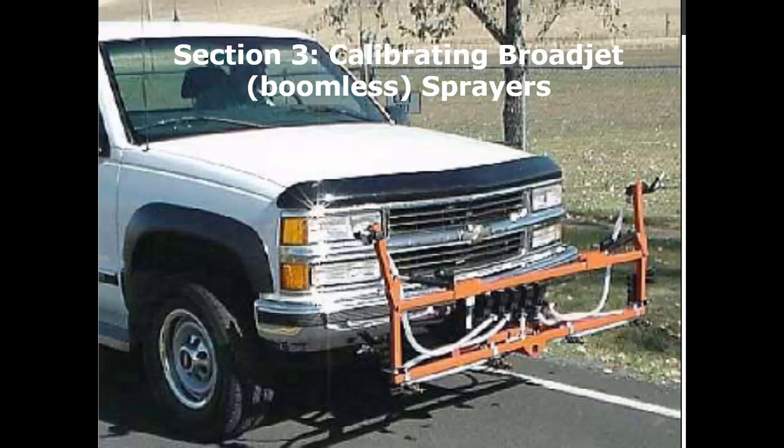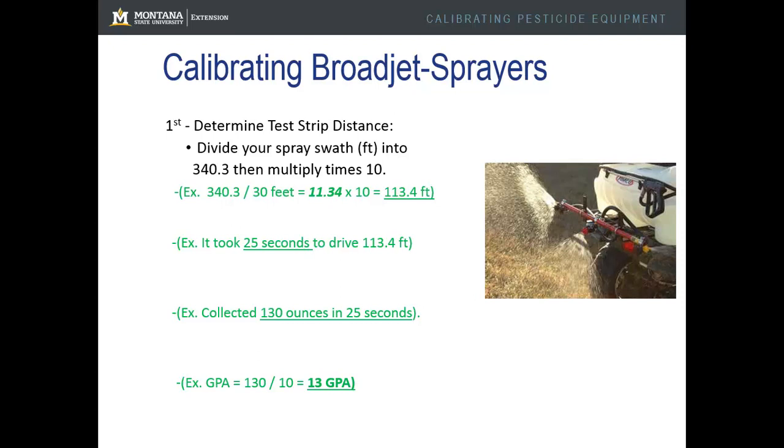In Section 3, we will cover the calibration of broad jet or boomless sprayers. This type of nozzle is more robust and provides a 5 to 30 foot swath from one nozzle. These nozzles are used in areas of rough or uneven terrain such as right-of-ways, hillsides, or rangeland containing rocks and other obstacles. Calibrating broad jet sprayers generally follows the same approach as calibrating boom sprayers with a couple easy differences.